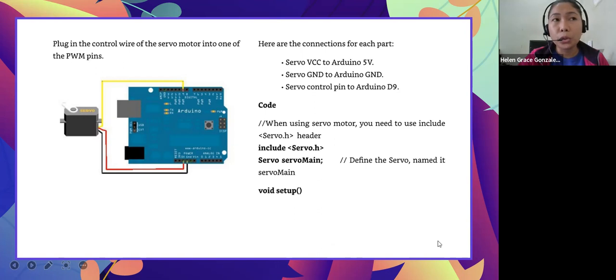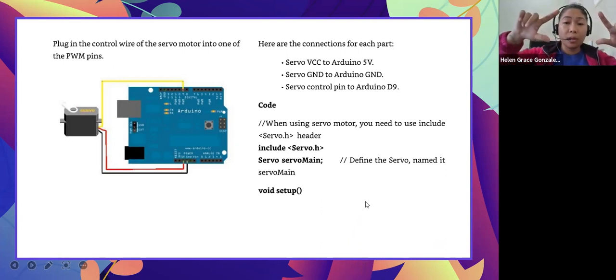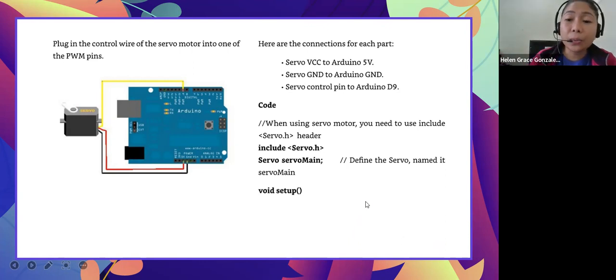You don't actually need to upload or install the servo library, because it's already been uploaded inside the Arduino IDE software. But you still have to indicate that in your program, which is servo.h, your header. Include that one because it's already the rule. After that, you include servo.h from the library, and then servo main, which is used to define the servo. Okay?